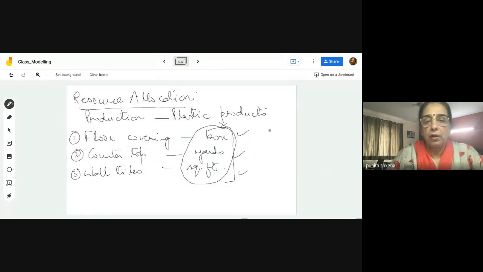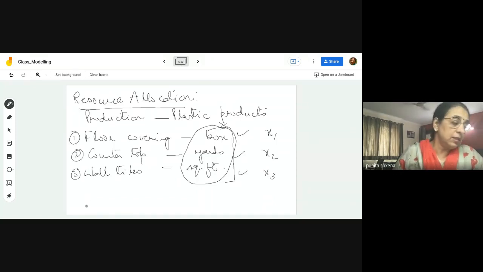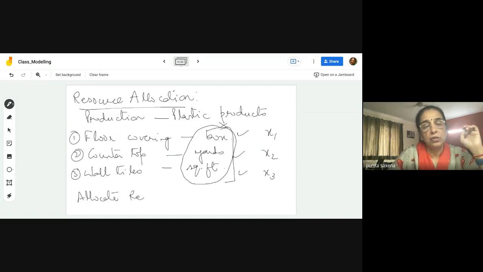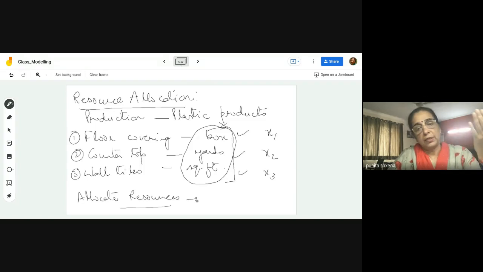Let us denote a floor covering by X1, countertop by X2, and wall tiles by X3. Because if you see in the end, it says formulate a mathematical model to determine how to allocate resources to maximize profits. So it says we have to allocate resources. Allocation of resources means how to optimally utilize these resources for these three products so that our profit is maximized.